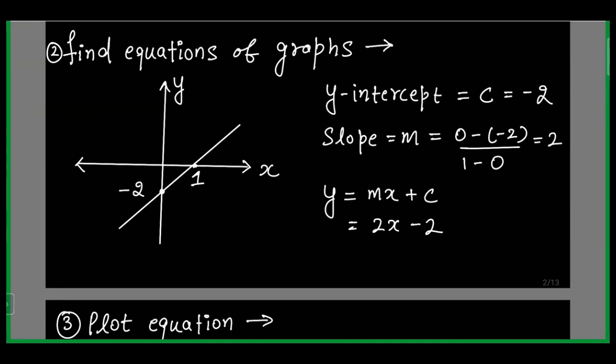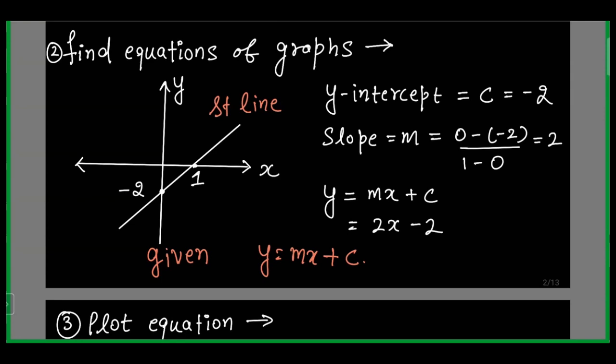So the second question is: find the equation of the graph. Now they said, we are giving you one graph. Please find the equation of this graph. So the graph is given to us. Now, as I mentioned, once we saw the graph, we saw that it is a straight line. So we clearly know that the equation of this graph will be something like y equals mx plus c. The only two things that we want to know are c and m.